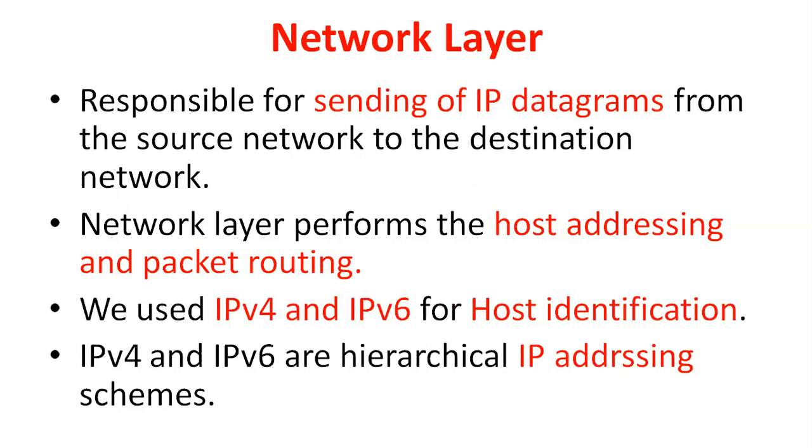In this case, the link layer transfers the data over the medium, and that particular message is called an IP datagram in the network layer. The network layer performs host addressing and packet routing. What is addressing? Assigning different addresses to different systems. And then packet routing: selecting the path of the packet is also a very important thing in the network layer.